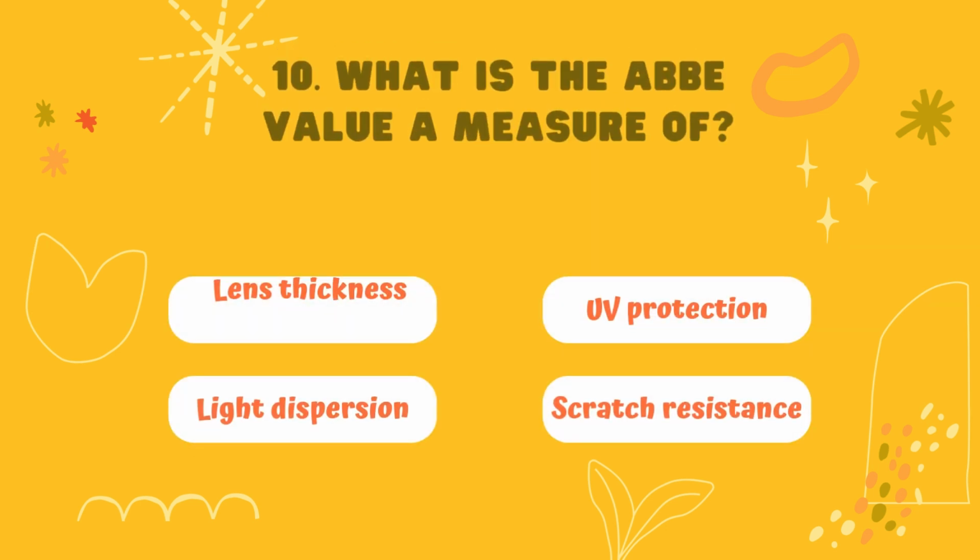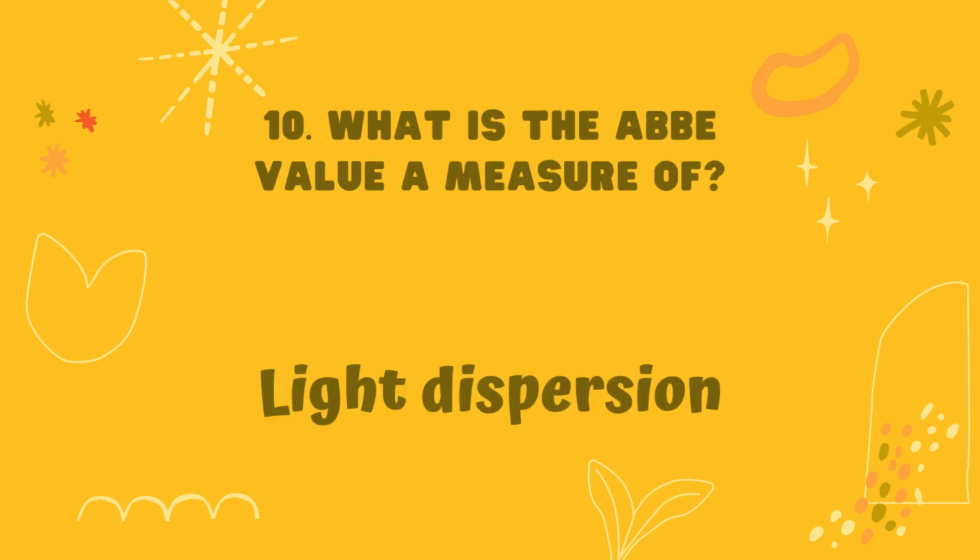Question 10. What is the ABO value a measure of? Is it A. Lens thickness, B. Light dispersion, C. UV protection, or D. Scratch resistance? The correct answer is B. Light dispersion.